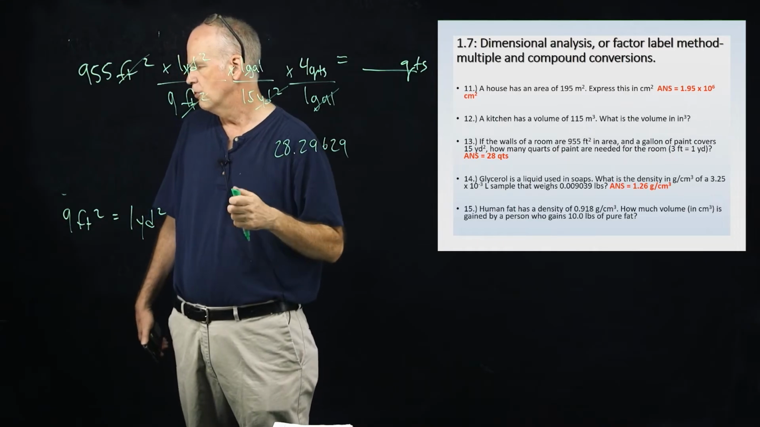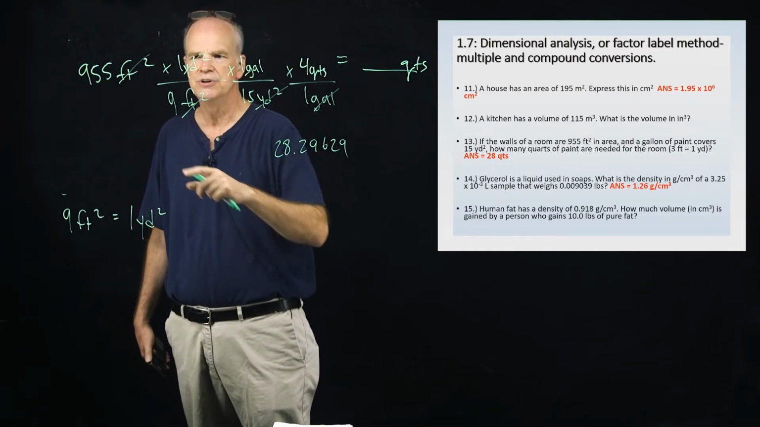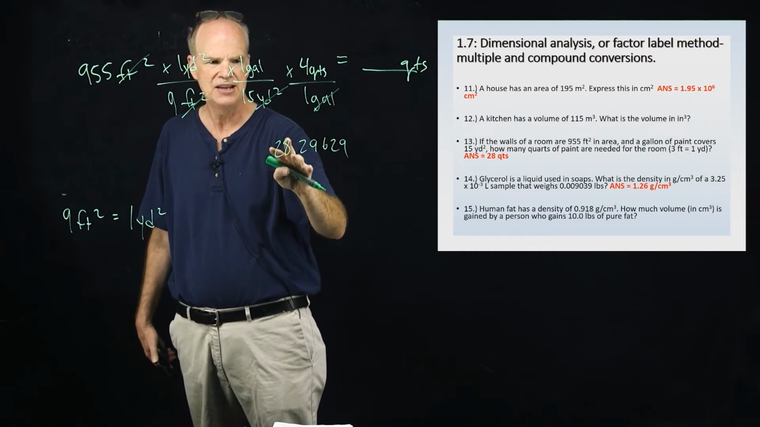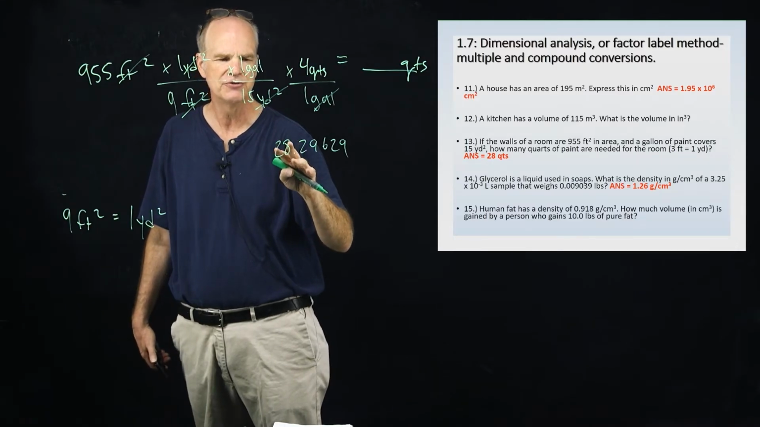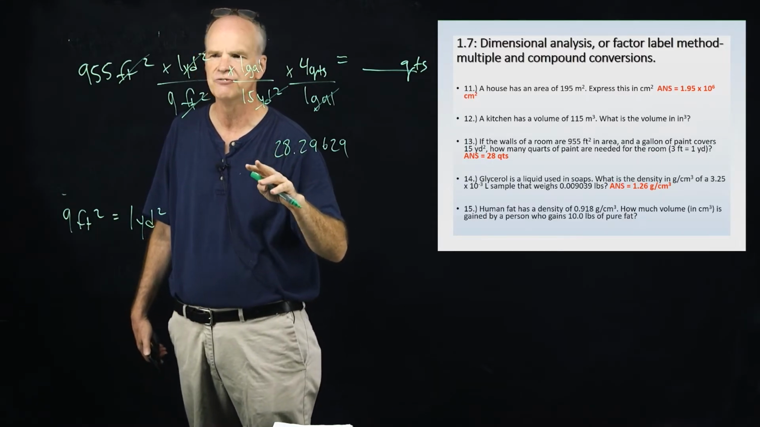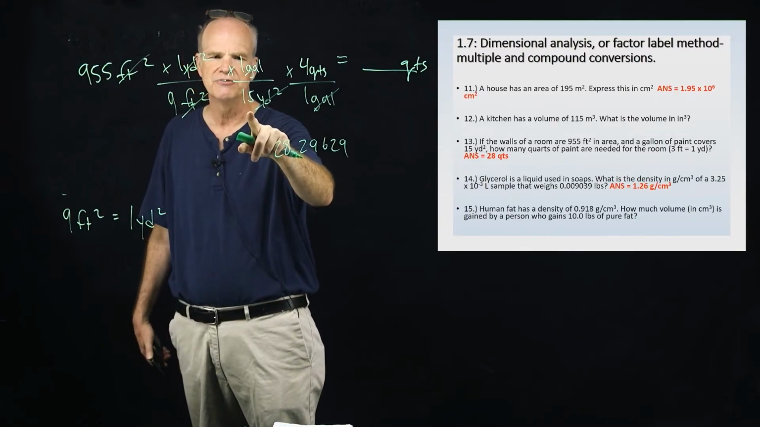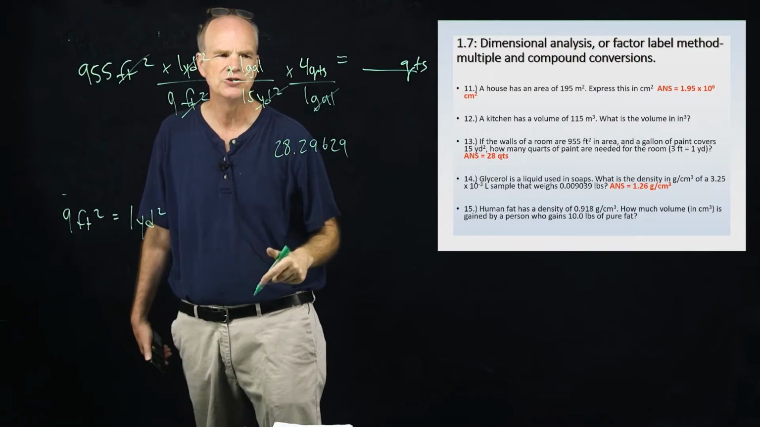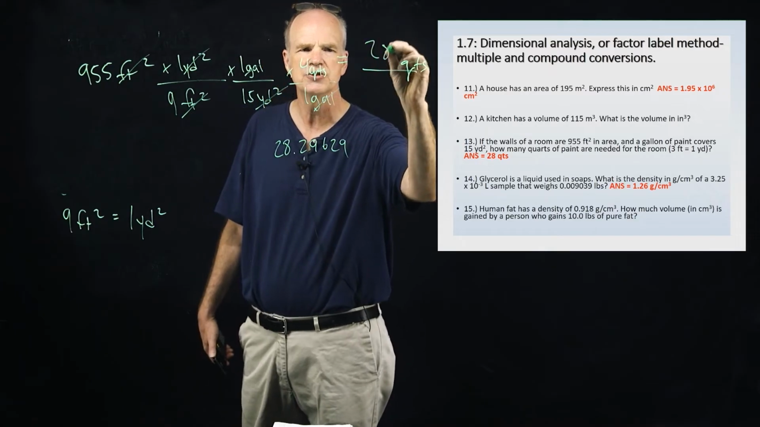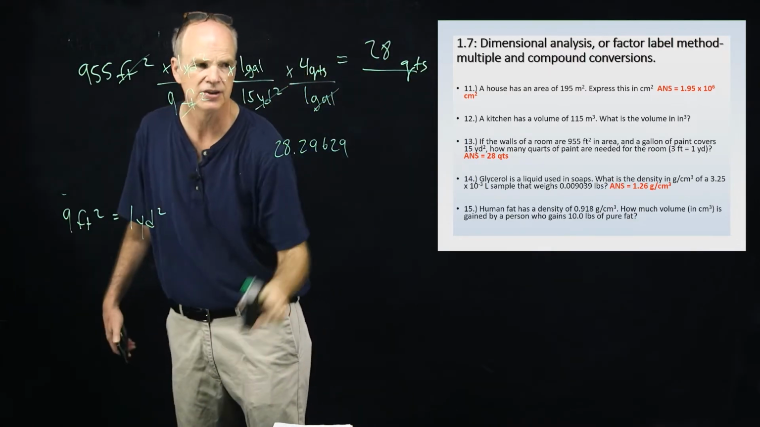And so what I should be able to do is take an answer that will have as few significant figures as the number with the least number of significant figures. So we have 3 significant figures here, 2 significant figures here. This number needs to be rounded to 2 significant figures, and so the answer should be 28 quarts. Okay, let's move on.